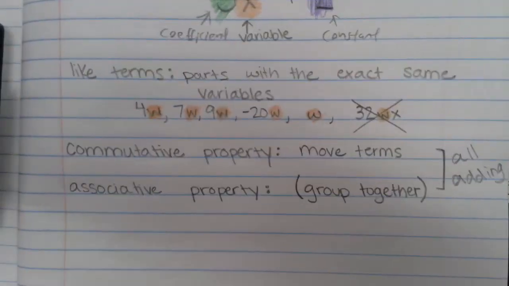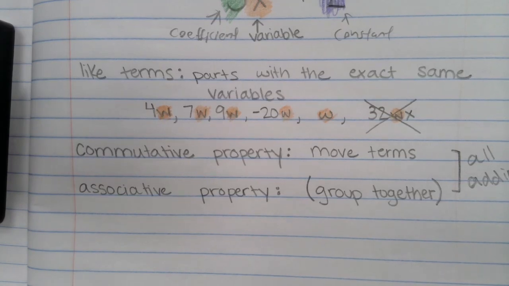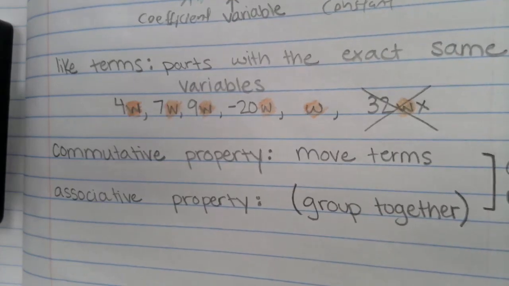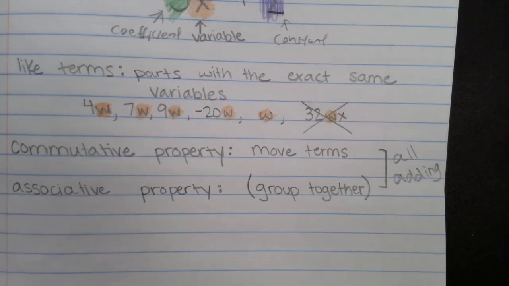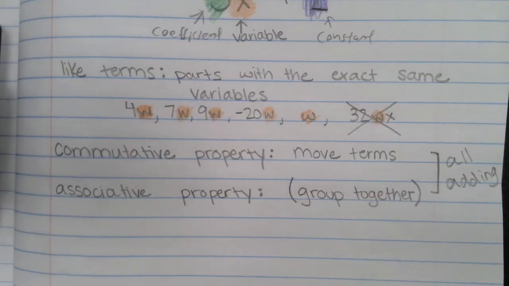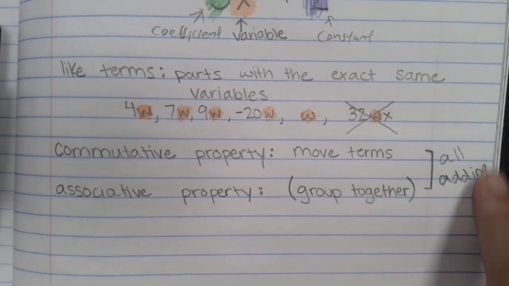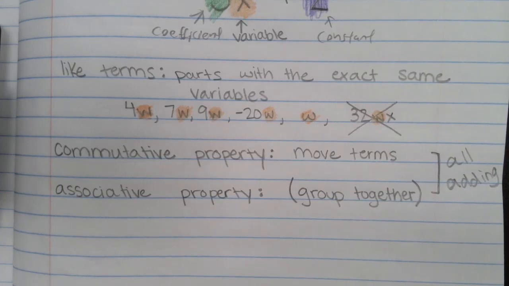However, we can't do that with subtracting. For example, if I do 3 plus 7, what's 3 plus 7? 10. Yep. Is that the same thing as 7 plus 3? Yep. What about if I do 5 minus 2? 5 minus 2 is 3. Well, what's 2 minus 5? Negative 3. We get different answers. So this only works when we have adding problems. We're going to talk a little bit about subtracting in this problem.